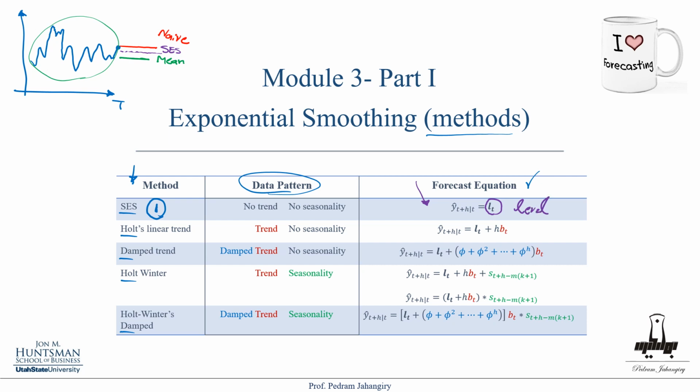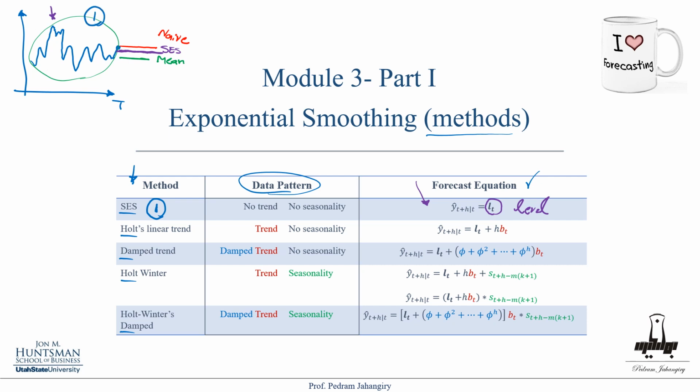Basically, what we're trying to get out of this train set is a level, and I'm going to use that level for my forecast into the future. So this is what SES is going to use, right? And obviously you can see this is a good fit when there's no trend or no seasonality, because if there's a trend, obviously it's not going to work, right? So that was number 1.